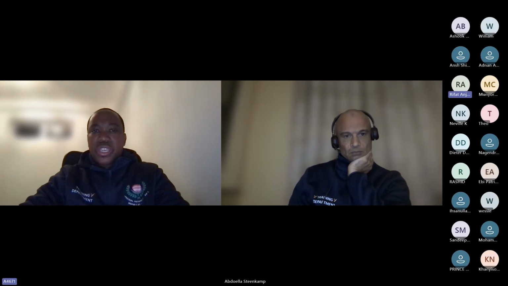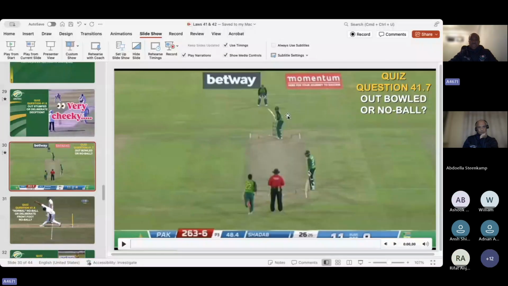Oh, are you talking about Lungi Ngidi's full toss? Yes. Okay. So Abdullah, Rifat is asking if Shadab Khan did not hit the ball and it was a full toss that went straight on to hit the stumps, would that be out or would that be a no ball?